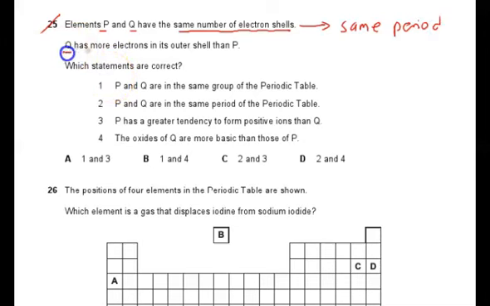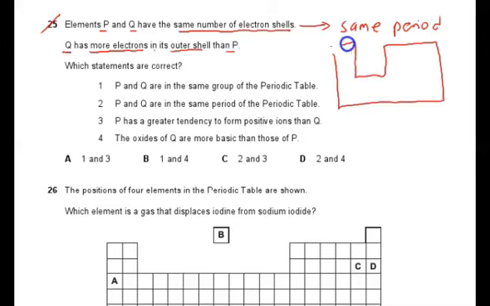So Q has more electrons in its outer shell than P. So when Q has more electrons, it means the proton number for Q is higher. So in the periodic table here, P will be in this range and Q will be in this range. Okay, so they are not in the same group.